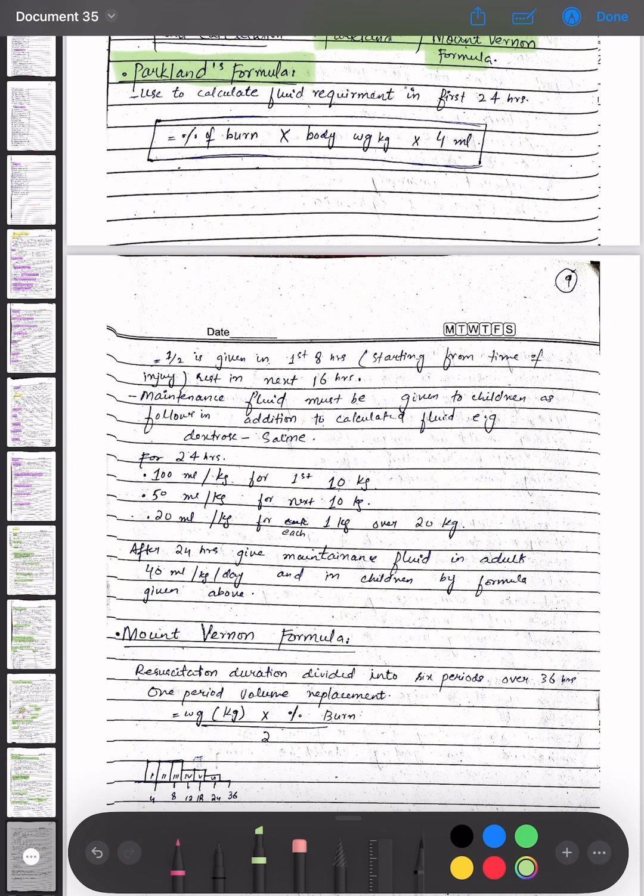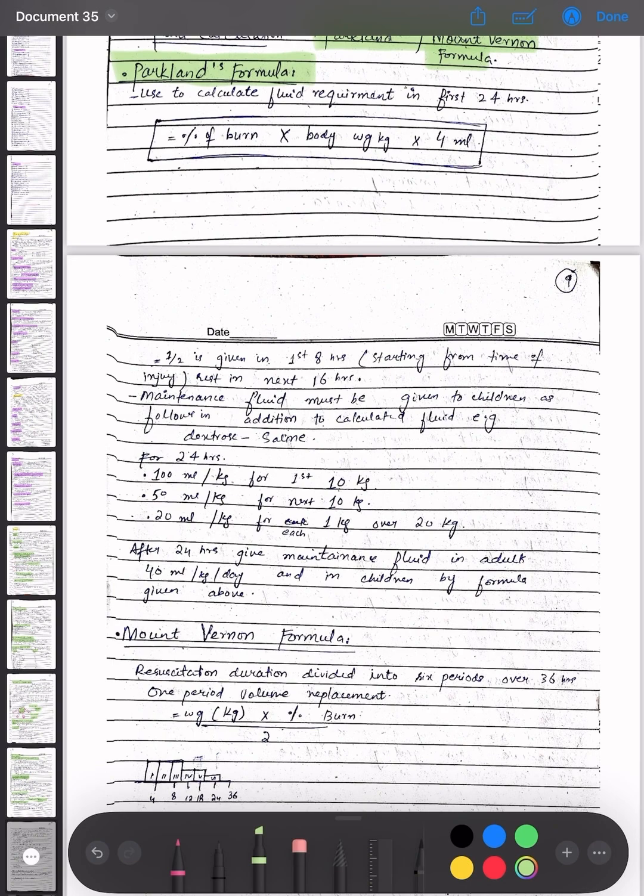Now we have calculated the amount of fluid required from Parkland's formula for the first 24 hours. After 24 hours, we have to give the maintenance fluid. So how will we calculate it? For the children, maintenance fluid must be given as follows in addition to the calculated fluid. For example, dextrose or saline for 24 hours: 100 ml per kg for the first 10 kg, then 50 ml per kg for the next 10 kg and 20 ml per kg for each 1 kg after that. After 24 hours, give maintenance fluid in adults 40 ml per kg. In adults it is fixed, that is 40 ml per kg, while in children we have to calculate it like this.